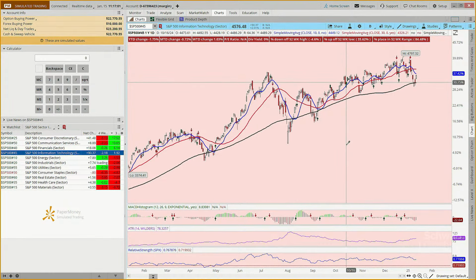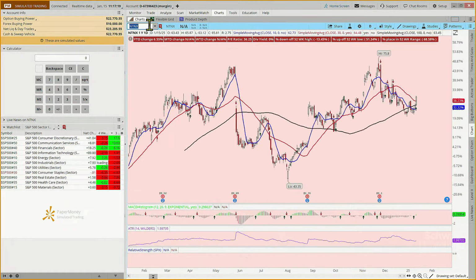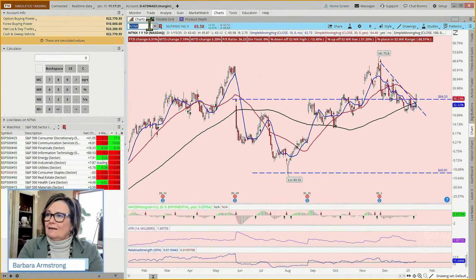Okay, so let's look at a couple of different stocks. I'd like to show some that are looking good, but maybe not quite there, because people ask me all the time, why did you pick what you did? And so I like to show a couple that I might have looked at, but maybe not quite.